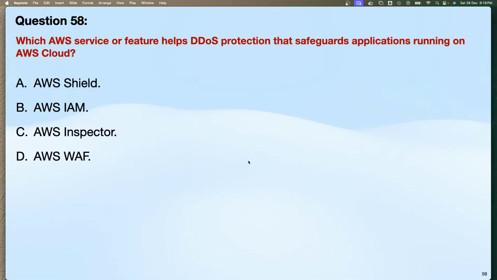58. Which AWS service or feature provides DDoS protection that safeguards applications running on the AWS cloud? We also discussed this service. The AWS DDoS protection service is AWS Shield. AWS IAM is meant for identity access management, and Inspector and WAF are different. So AWS Shield is the answer for DDoS, remember.